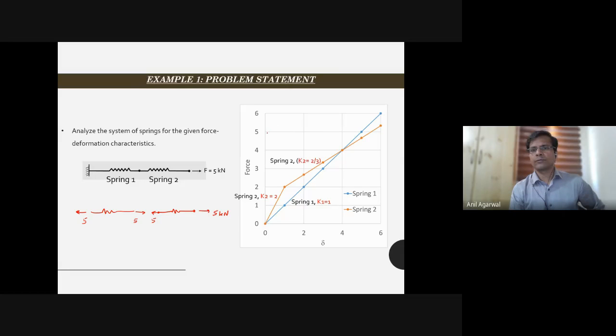So I just have to go to the 5 kilonewton line, and the deflection for the blue one, that is spring 1, will be 5, because its stiffness was 1. It has K of 1. So straightforward, I get a deflection of 5 at equilibrium. For the second one, it is not really 5, it is somewhere here. And if you substitute the value of force 5, you can see that this deflection turns out to be 5.5.